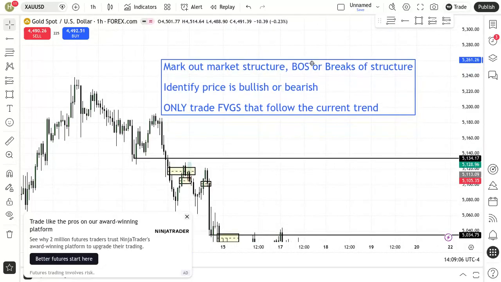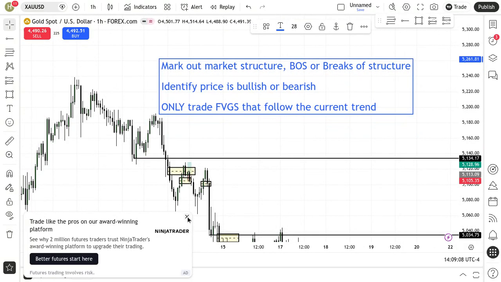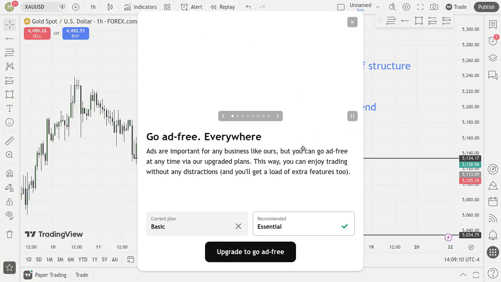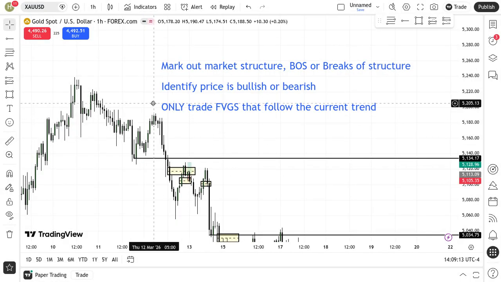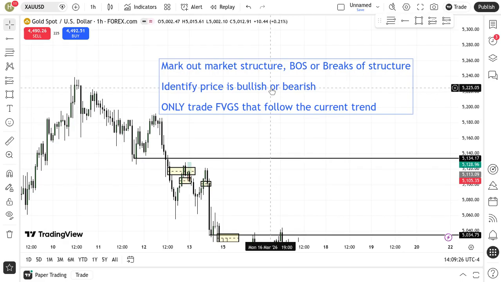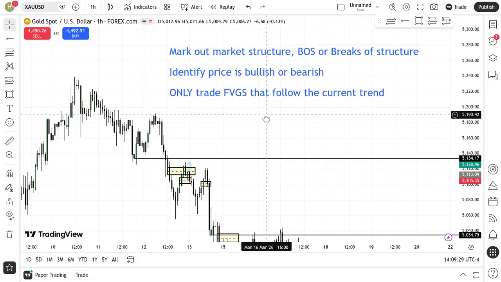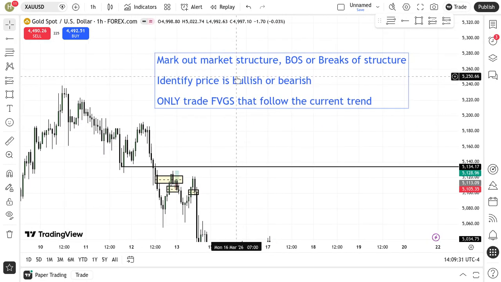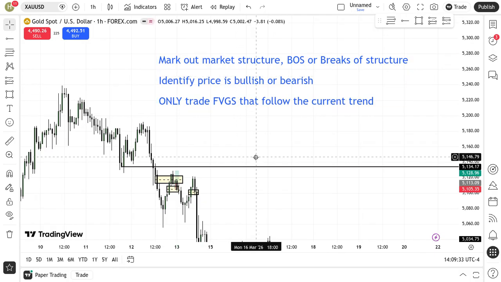So remember this: if you mark out market structure, identify your breaks of structure, and then you identify whether price is bullish or bearish, you only want to trade fair value gaps that follow that current trend. So if it's bearish, you only trade bearish fair value gaps. If it's bullish, you only trade bullish fair value gaps. This is a very simple concept. This will help you choose the right, correct fair value gaps. Obviously not all the time because no strategy is 100%, but this will help increase your win rate and help you choose the correct fair value gaps.